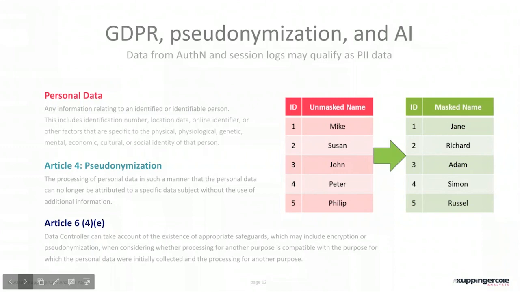So it is possible that information taken from the authentication and session logs may have PII information, which is subject to the GDPR. So for any of you who may have forgotten, personal data is any information relating to an identified or identifiable natural person, like an identification number, location data, online identifier, or a multitude of other factors that are specific to the physical, physiological, genetic, mental, economic, cultural, or social identity of that person.